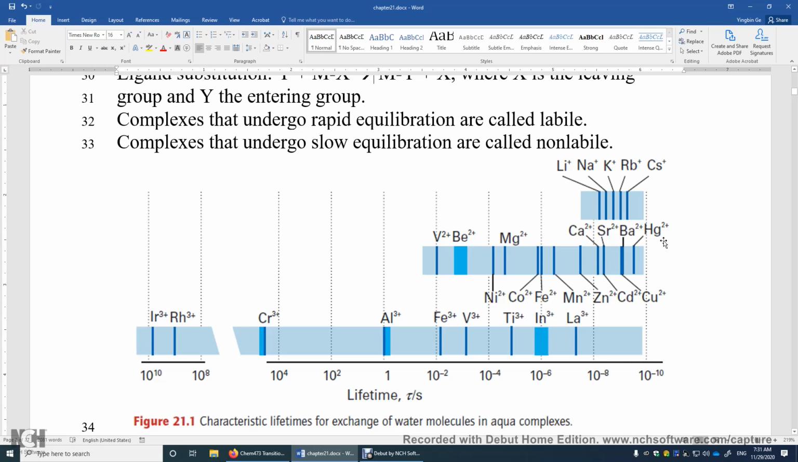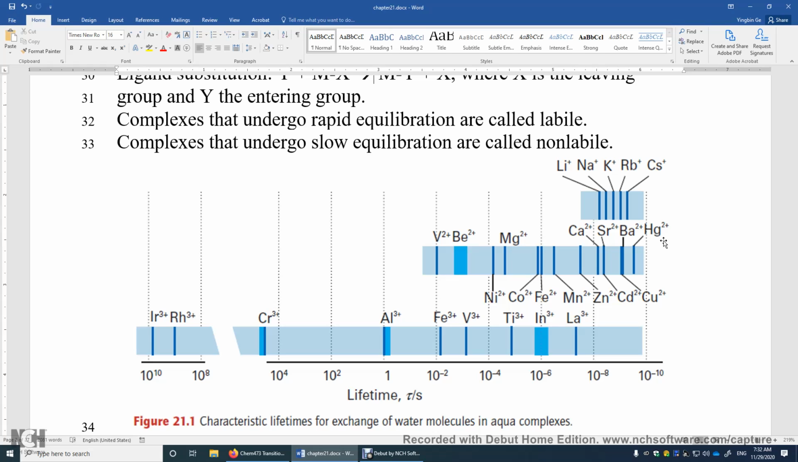It does have d electrons, d orbitals. However, in mercury 2+, you have a d10 electron configuration. The mercury atom is 6s2 5d10, and if you look at mercury 2+, it's just 5d10. So all 5 d orbitals are fully occupied.